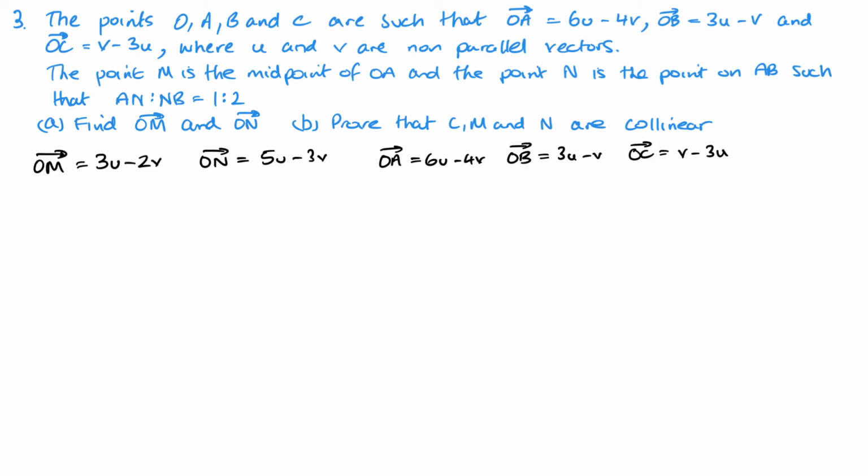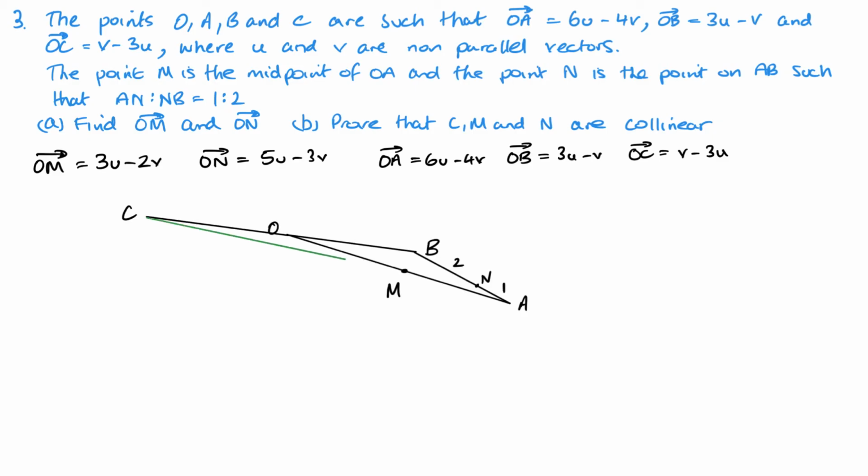To prove that C, M and N are collinear, we've got to prove that they basically lie on the same line. Now we can do that in one of a couple of ways. We can find the vector CM and then the vector MN and show that they are essentially the same, like parallel, but they'd be parallel but also joined by the same point, therefore they have to be on the same line.